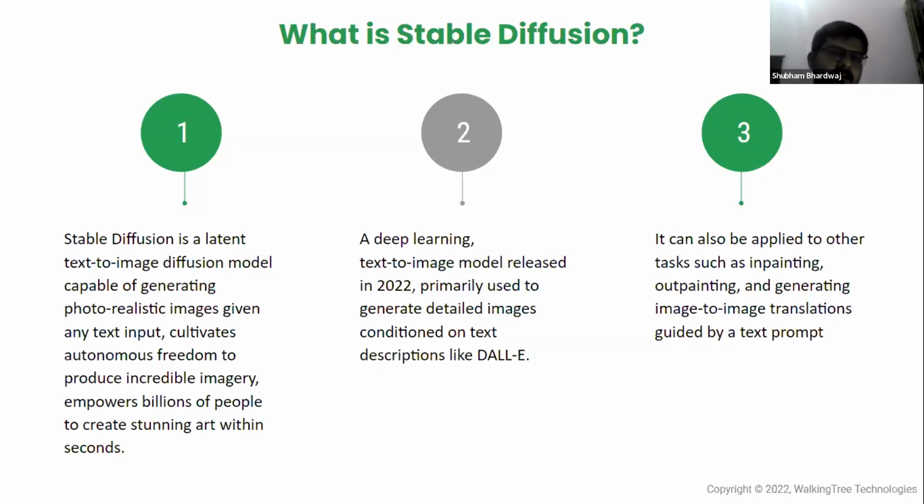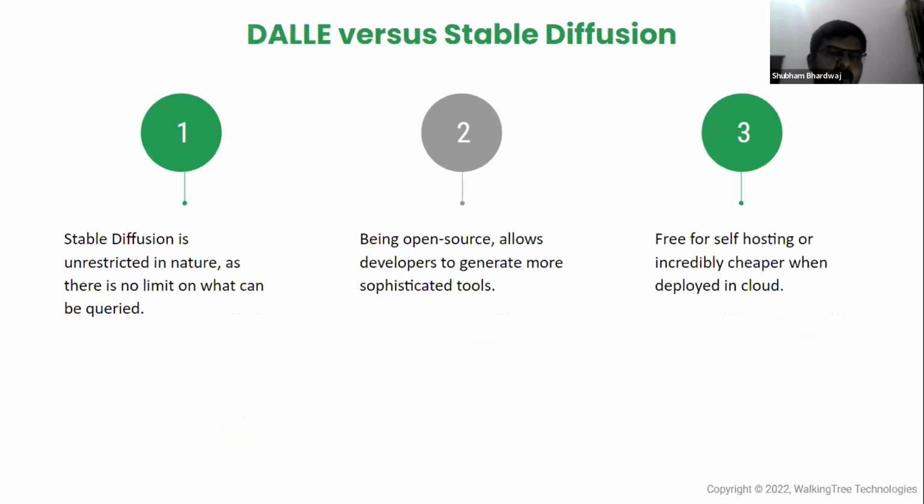Now it's a double-edged sword. OpenAI places certain constraints, which they've been removing for sure, but Stable Diffusion doesn't have those constraints. This was introduced in 2022, and this has taken the market by surprise. And again, as Abhilasha mentioned, this is used to generate images with the help of text. You can also apply it to other requirements like in-painting, out-painting, and generating image-to-image translations guided by a free text prompt. Now, how do you make the choice between DALL-E and Stable Diffusion?